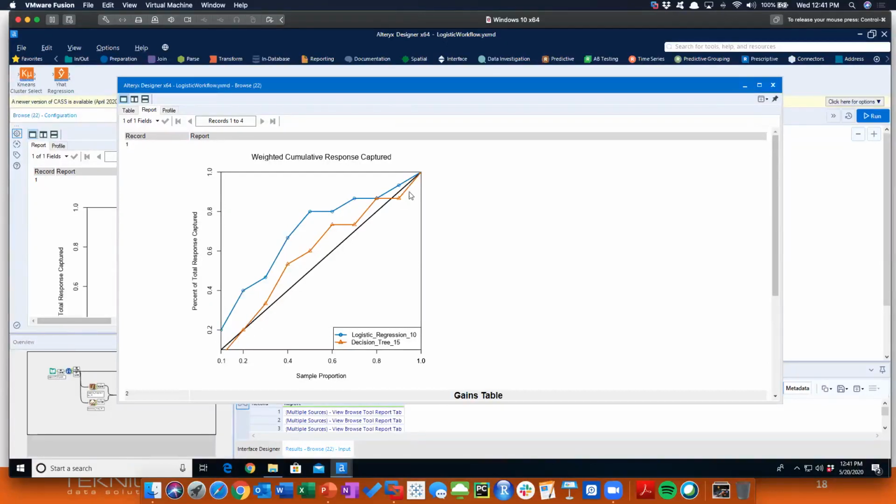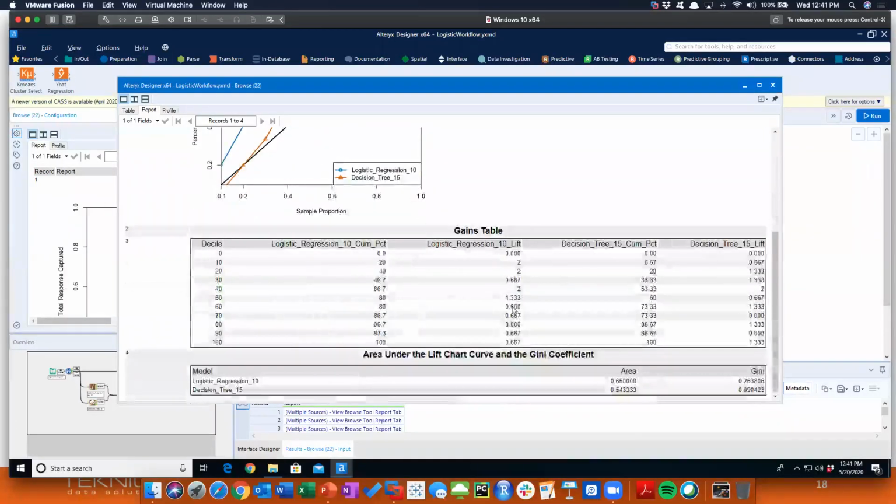versus the decision tree. Okay, but remember what we said before is that most of my outcome variables were intervally scaled, and so the logistic regression is going to take advantage of that for this dichotomous outcome, and then the decision tree won't. And so even if we look at the gains table, we can see area under the curve for the logistic regression is 0.65 or 65%. The decision tree is not much better than 50%.